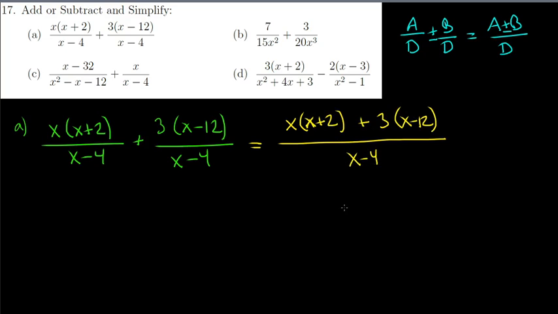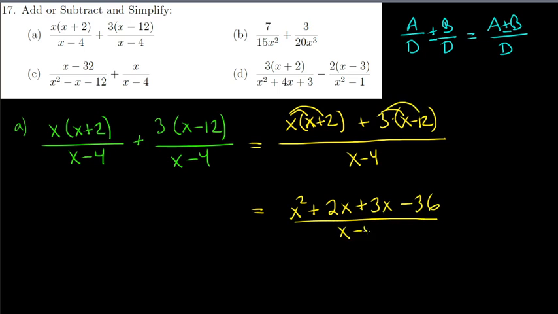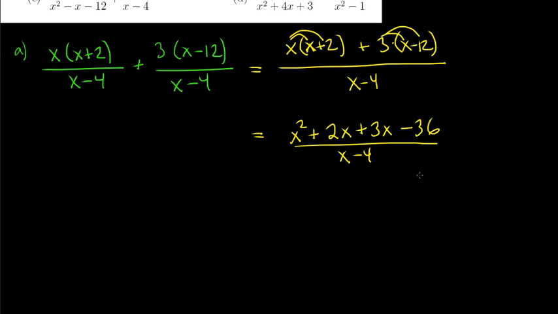And I would say we're done, except I think we can go a little bit further here, right? We have to multiply out the numerator. So this is x times x, which is x squared, plus 2 times x. And then the same thing with the 3, right? That's what the parentheses mean. It means multiply. So 3 times x. And then 3 times negative 12 is negative 36. All right, and we're still not done because 2x plus 3x is 5x. So just combining like terms.